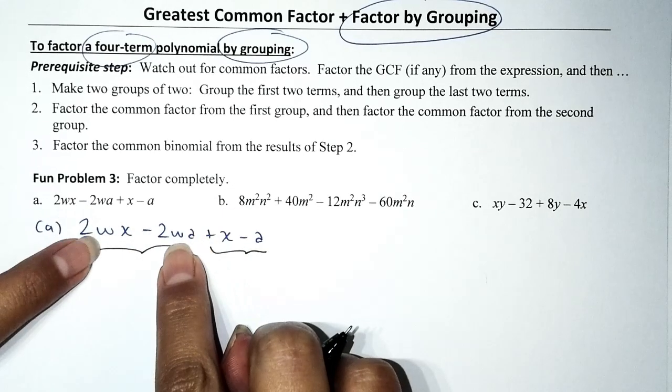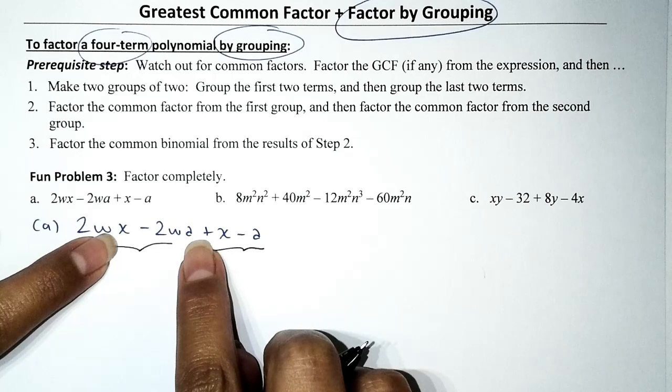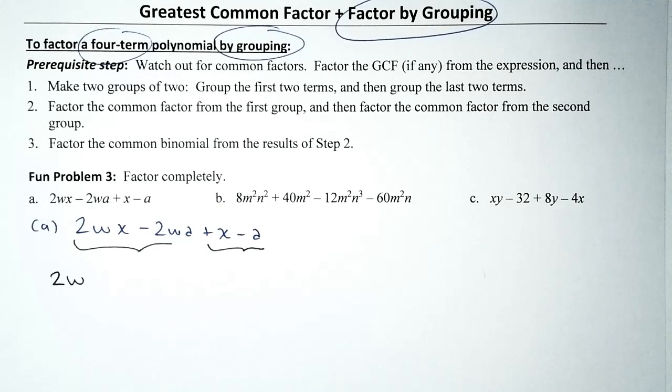How about the w's? Yeah, they have a w in common. How about the x's? No. And a's? No. Okay, so thanks to your hard work, the GCF for the first group is 2w.